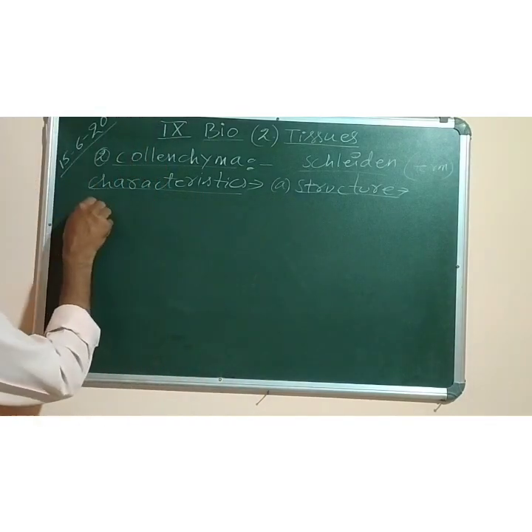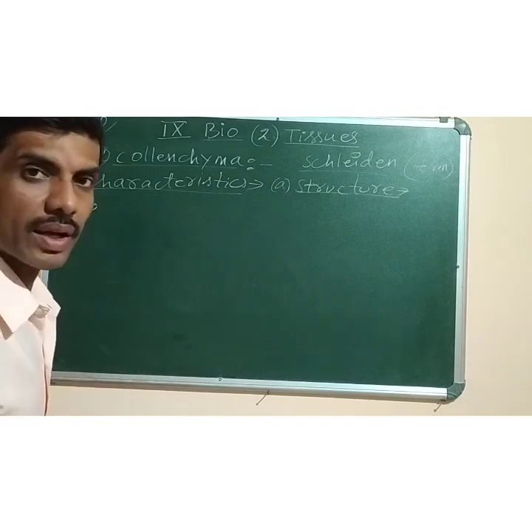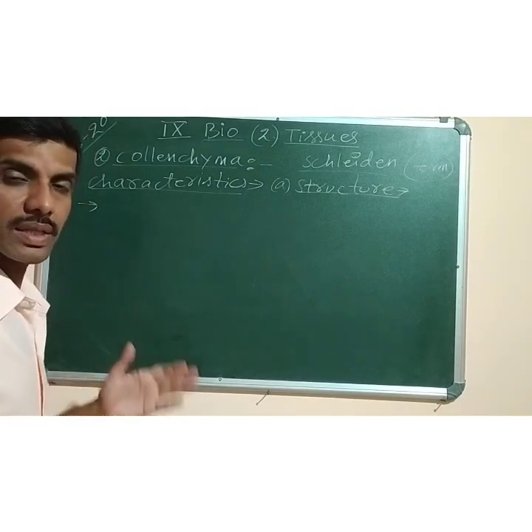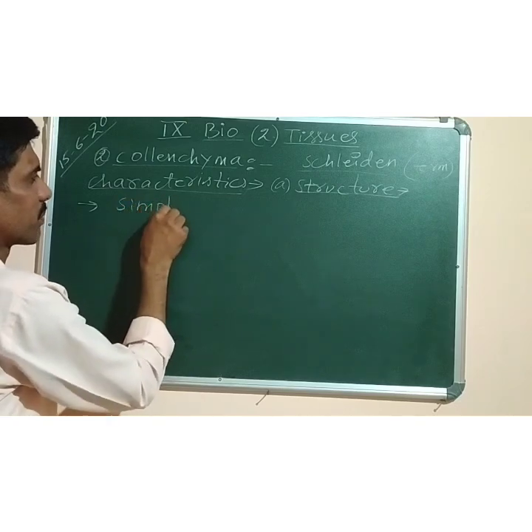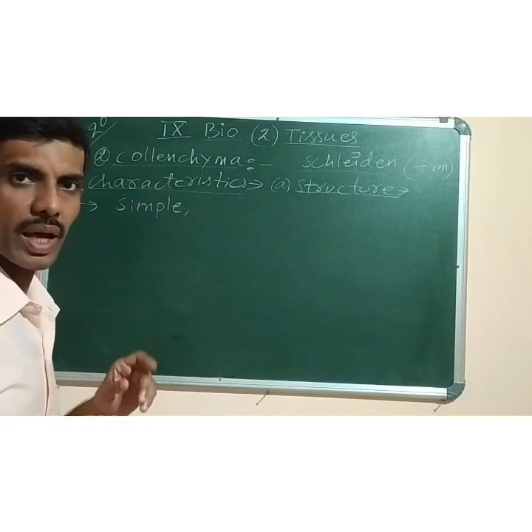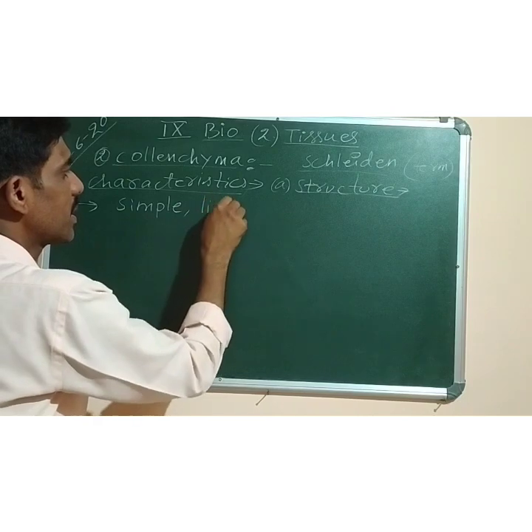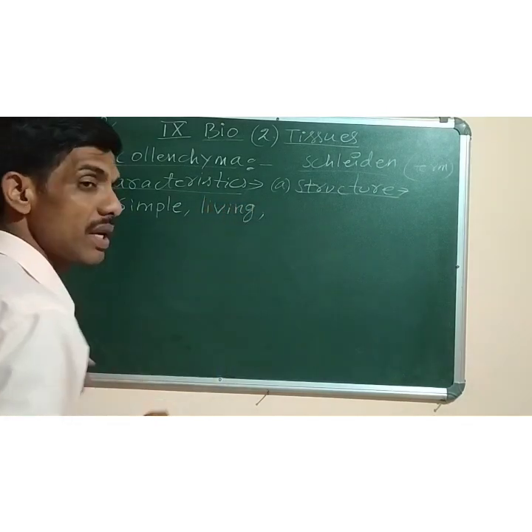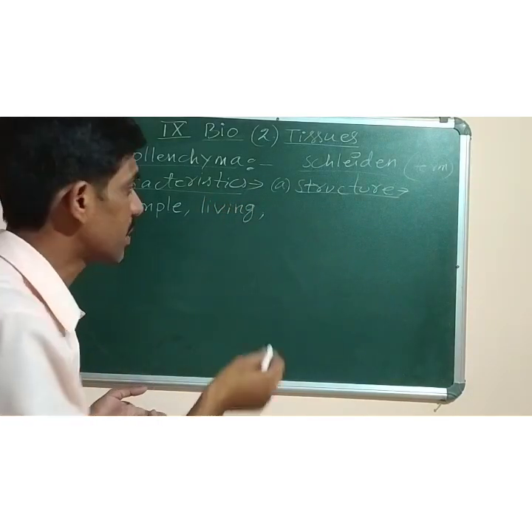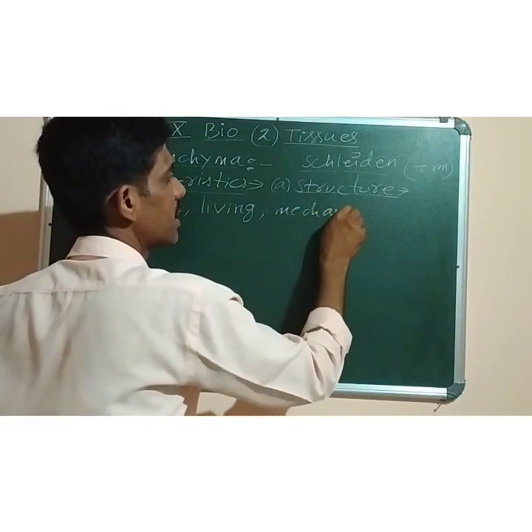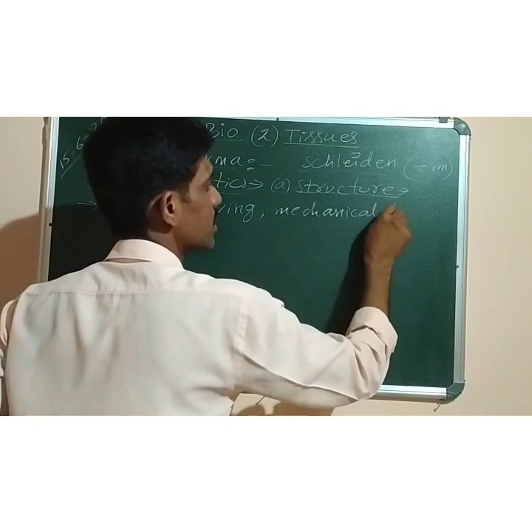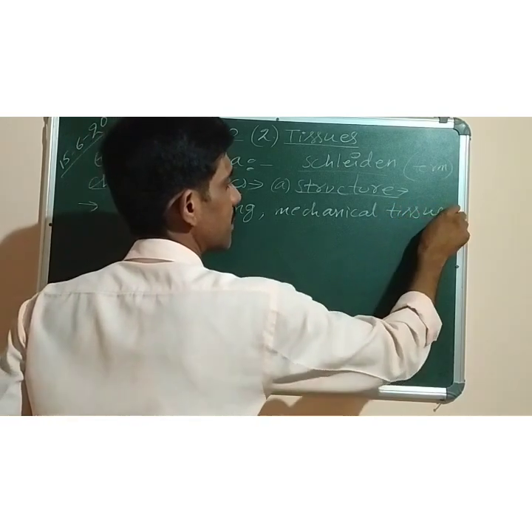So first, in the structure part, you will find that collenchyma tissue is a simple and living tissue. So first one is, it is a simple tissue. Simple means made up of only one type of cells. It is living means it contains nucleus. The cells are not dead. It is living cell. It is a mechanical tissue. Mechanical tissue means the one which provides support also to different parts of the plant.